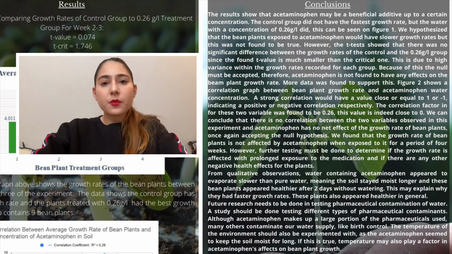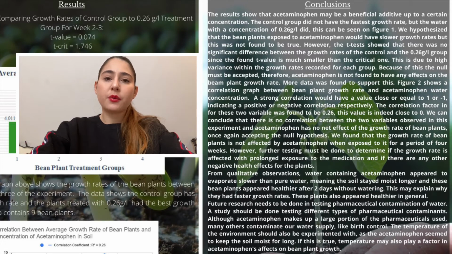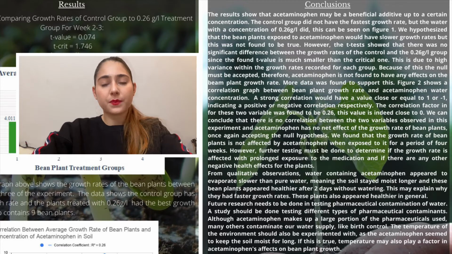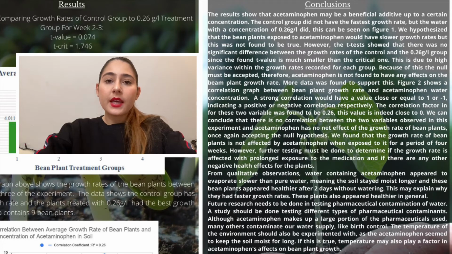As my partner explained, we performed a t-test at the 95% confidence level with 16 degrees of freedom for group 1, the control, and group 3, the 0.26 gram per liter group. Our t-value was calculated to be 0.074, while the critical value is 1.746. In order for the differences to be significant, the t-value that we find has to be higher than the critical value, and in our case, it was much lower. And this is because there was a lot of variance between the groups, so we cannot say at the 95% confidence level that these two treatments are significantly different.